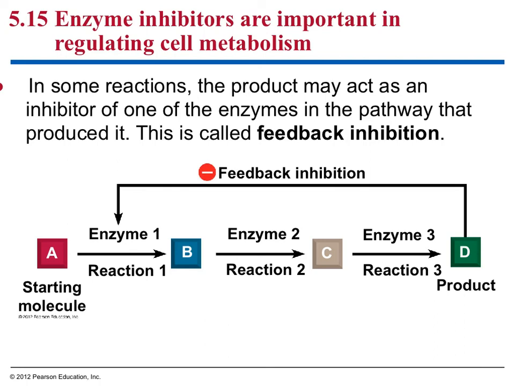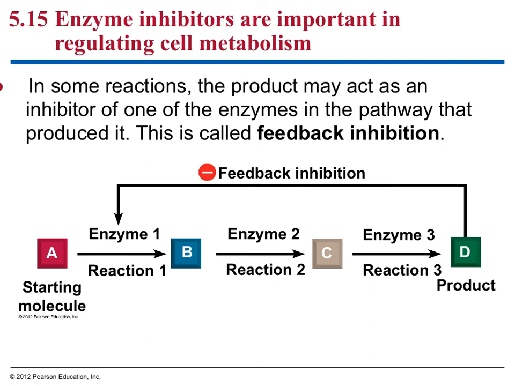So the reason we have these inhibitors, as I said, was there has to be a set of breaks where we can slow down a reaction or stop a reaction temporarily. So these enzyme inhibitors are really important in regulating a cell's metabolism, or the rate at which those chemical reactions occur. In some reactions, the product, the thing that's made, may act as an inhibitor. So if you get enough of a product created from a chemical reaction, that product itself can stop the reaction.